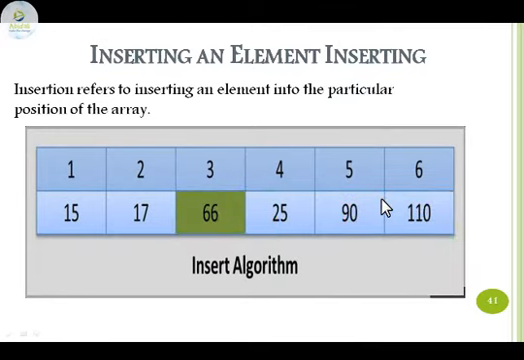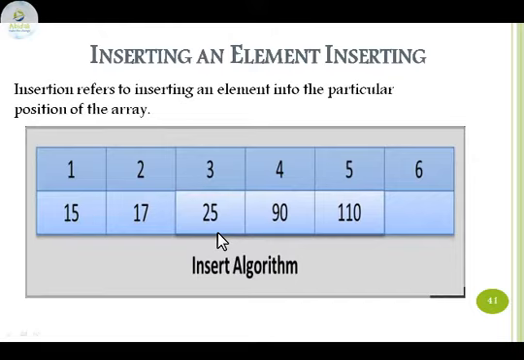Now suppose you consider an example where I want to insert a particular element at a given position. Each element from the position needs to be shifted and the new element has to be added. Suppose, as you can see in the graphical user interface, I want to insert an element at position 3. Then all the elements from that particular position need to be shifted and a new element has to be added. That you are seeing in the diagram, that is 66 is taken and inserted.